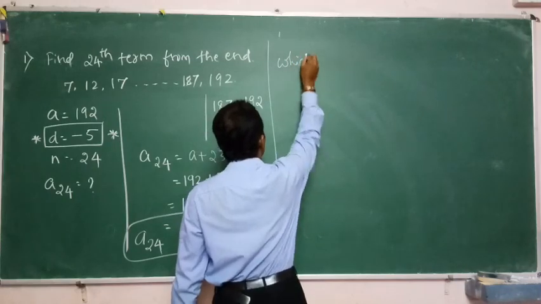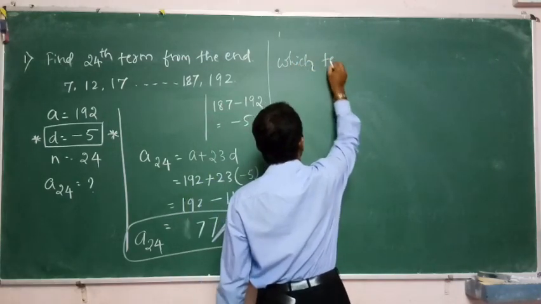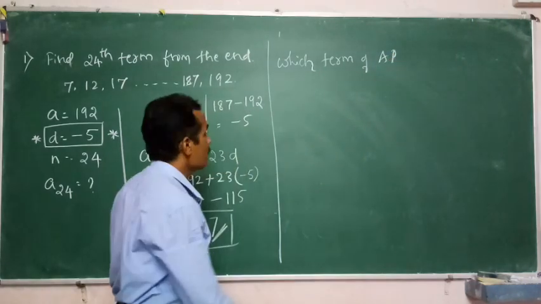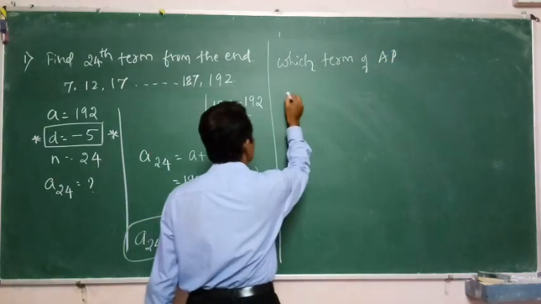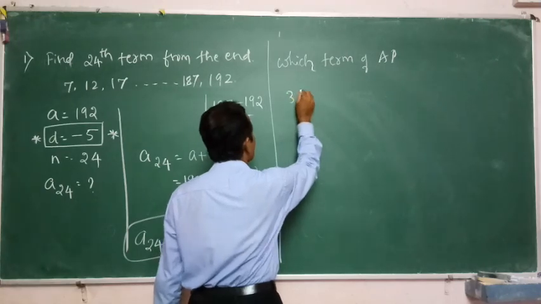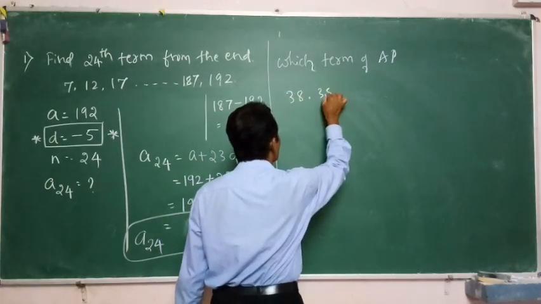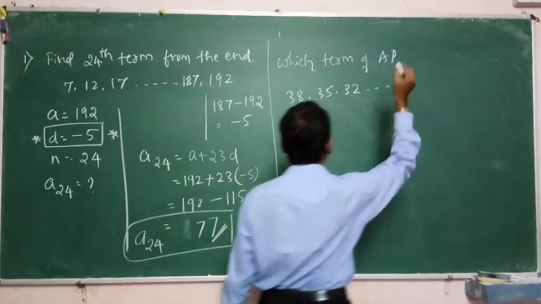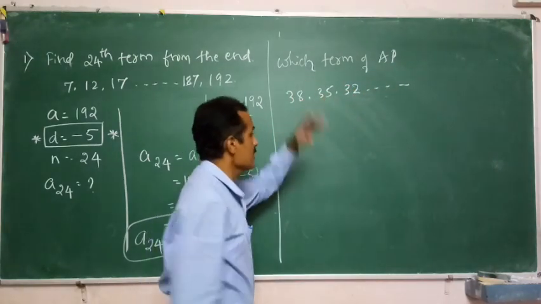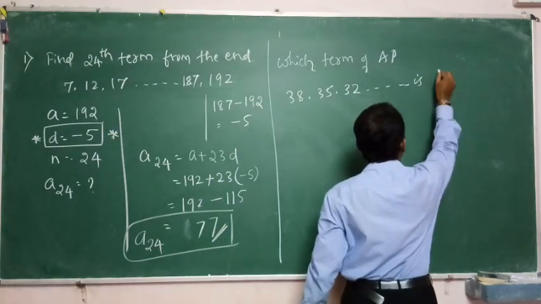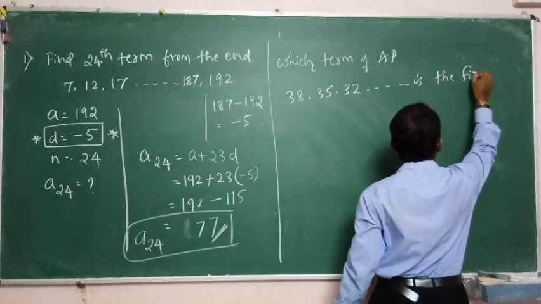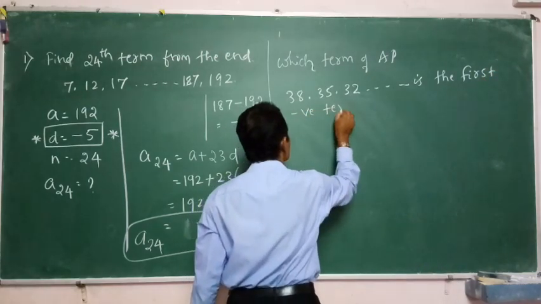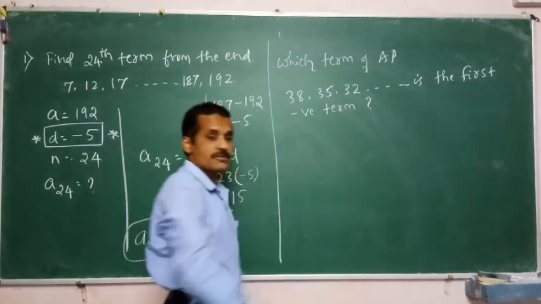Which term of the AP, say 38, 35, 32, and so on, is the first negative term? This is the question.